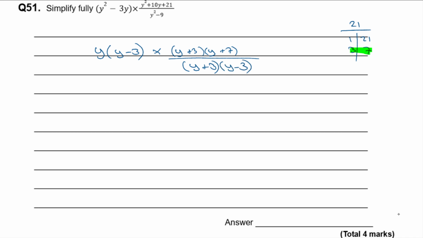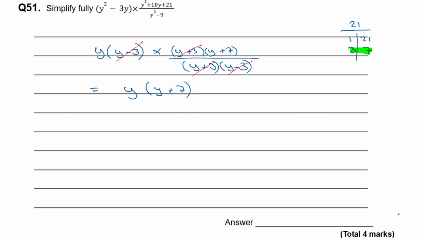Happy days, I can see things I can now cancel. So I can now cancel the y plus 3 and the y plus 3 there. And I can also cancel the y minus 3 and the y minus 3 there. So that doesn't leave me very much then, does it? What's left? I've got the y at the front, and I've got the y plus 7 at the back. Okay, now that is it.